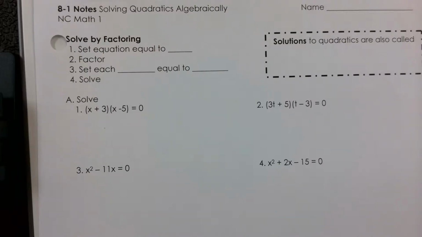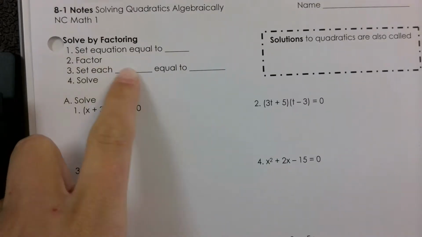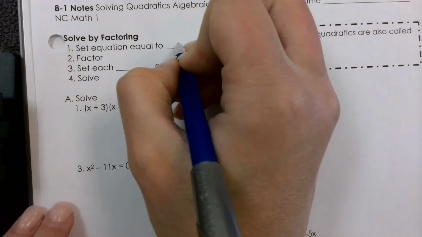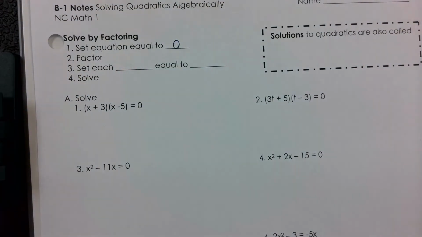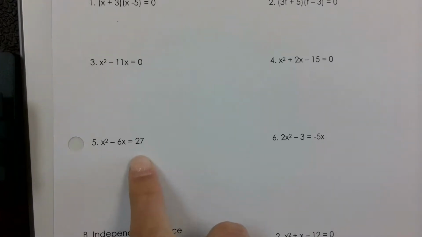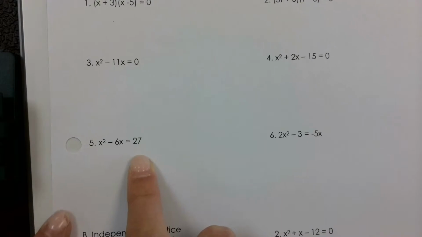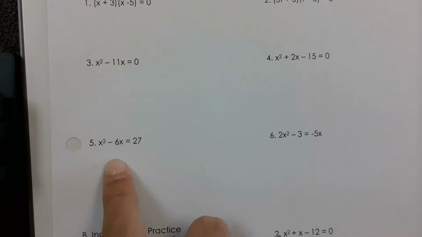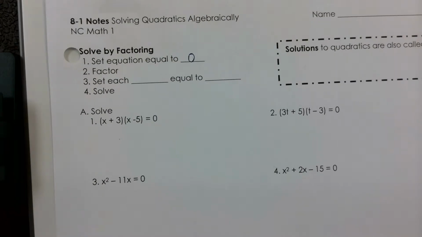So you've got a few steps to help you do that. The first thing you need to do is set your equation equal to 0. Every single time you're trying to solve a quadratic, you have to set it equal to 0 first. And if it's not equal to 0, like if you look down at number 5, the first thing we're going to have to do there is what? Make it equal to 0. So you're going to have to move that 27 over, yeah? So step 1, always get your equation equal to 0.